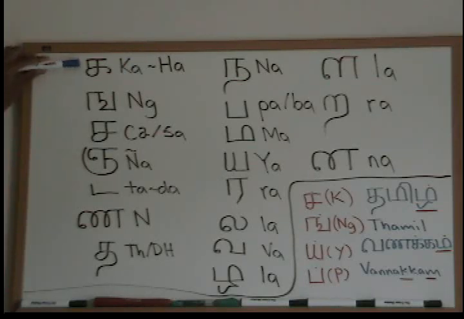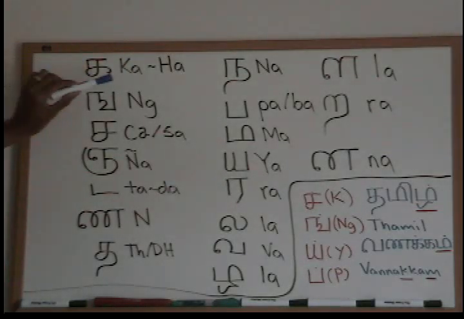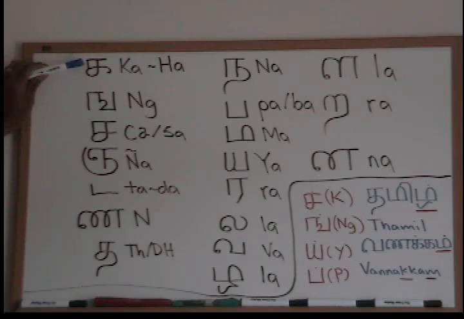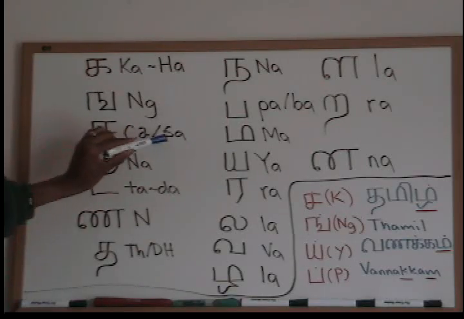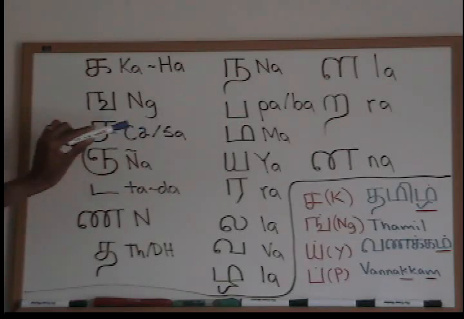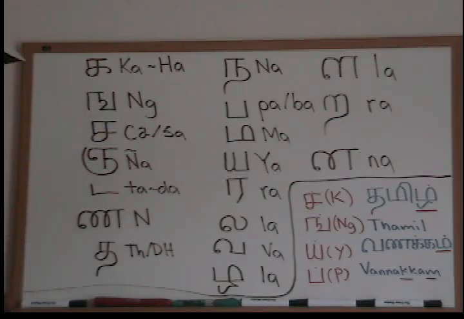We have this ka here. Now it has two different sounds depending on the position. It can sound like ka or ha. Then you have nga, nasal nga. And then you have cha or sa. Two sounds, cha, sa.